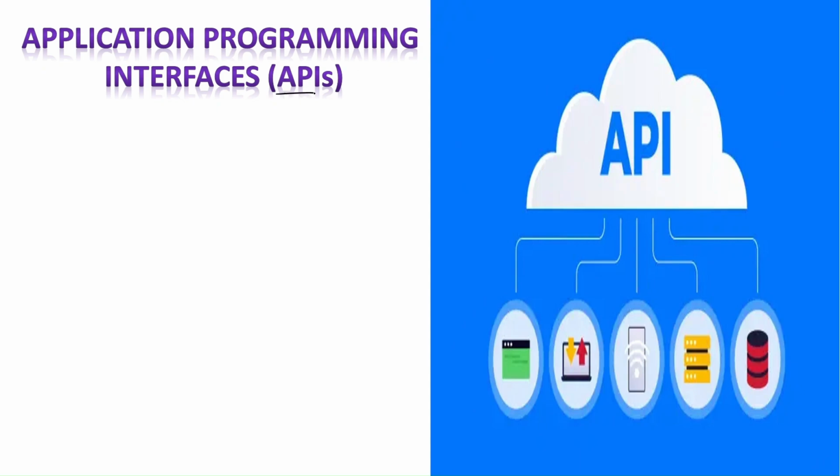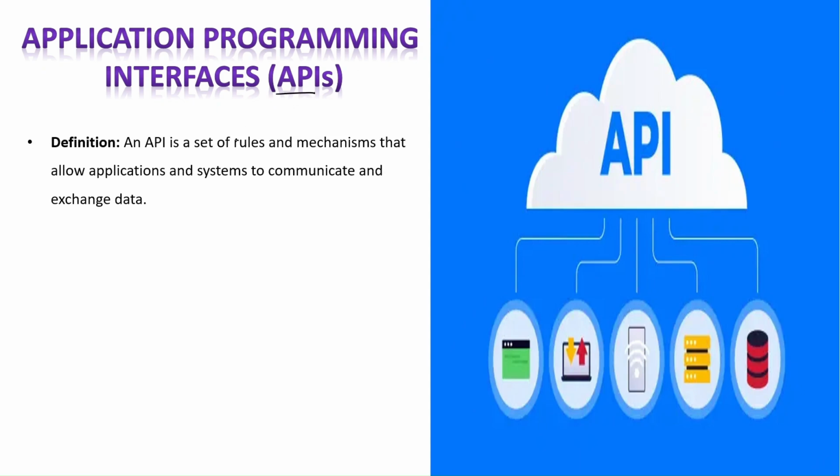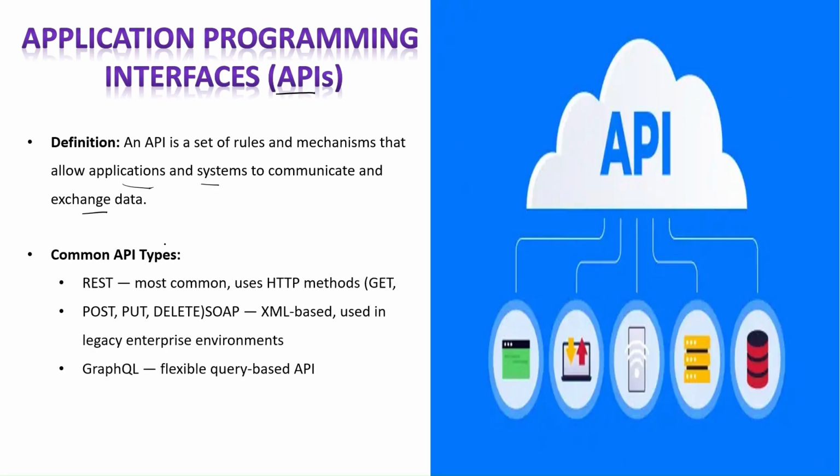Our next topic is API, that is application programming interfaces. So an API is a set of rules and mechanisms that allow applications and systems to communicate and exchange data. Common API types include REST API, which is the most common and uses HTTP methods, that is GET, POST, PUT, DELETE. Then we have the SOAP API, which is XML based and is used in legacy enterprise environments. And lastly, we have GraphQL, which is a flexible query-based API.